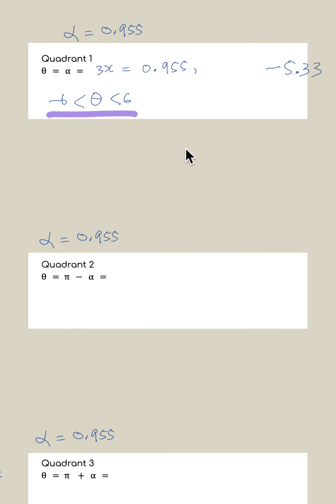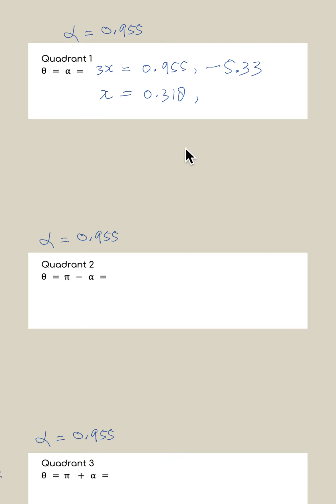And don't forget that is only 3x. How about the x itself? We must find x. So we just do 0.955 divided by 3. You're going to get 0.318.